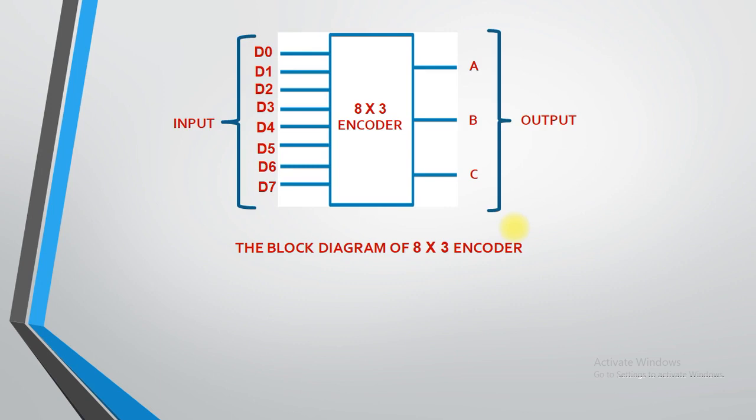So first of all, you need to draw 8 input lines which can be marked with D0 to D7. As I have told you, if you don't want to take variables D0 to D7, you can take any name of variable. But as I have told you, encoder is the opposite of decoder. That's why I have used the same variables over here, so that it is easy to remember for you. Over here you need to write input, over here you need to write output. You need to draw 3 output lines from this side.